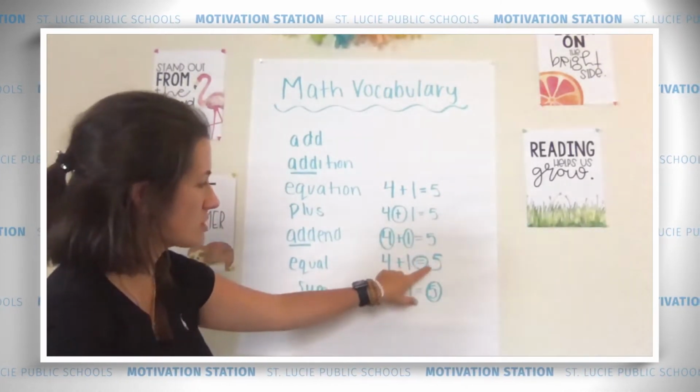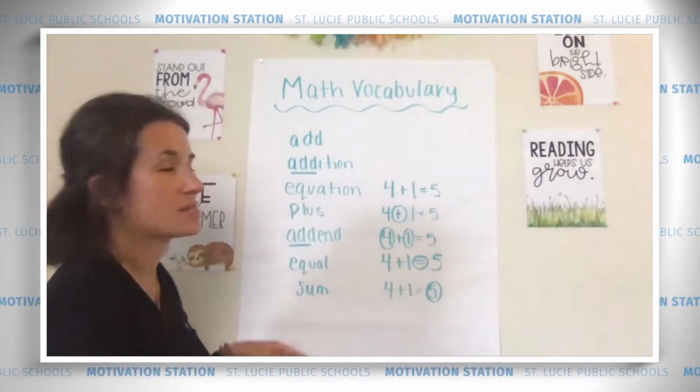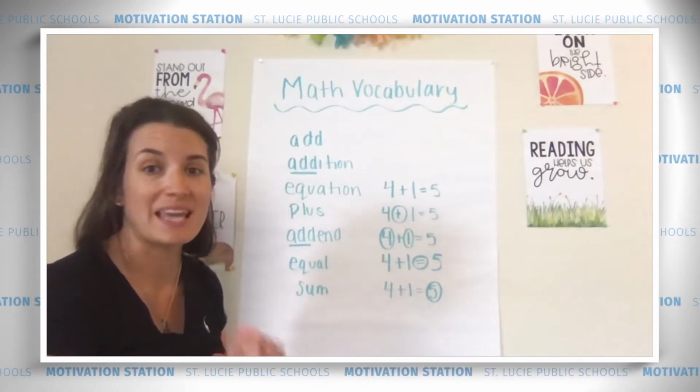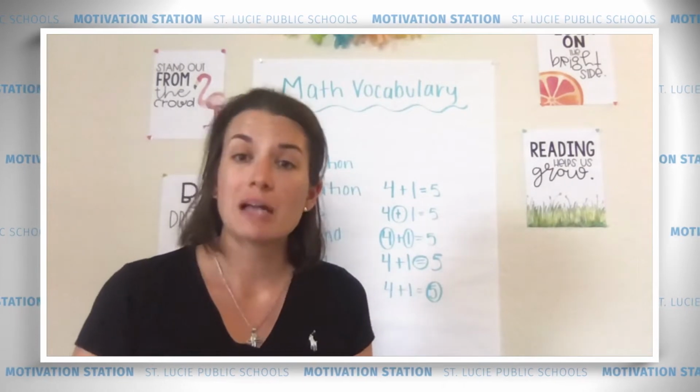Equal, there's the equal sign. And sum, there's our total. And we need all of these special words to help us add, and that's when we are joining 2 groups of numbers together. Okay, so I need you to go get your workspace book and pull out page number 2.